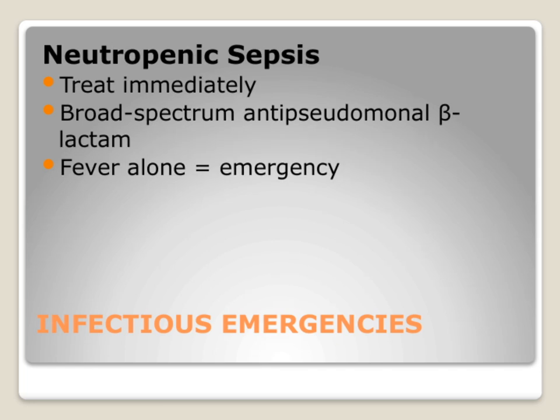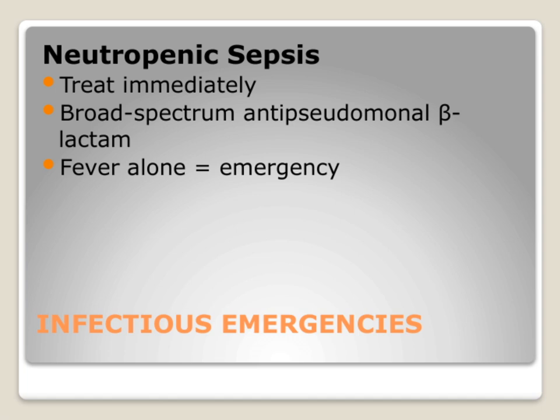Neutropenic sepsis is a critical emergency that requires immediate action. When you suspect it, the first step is to treat without delay. The cornerstone of initial management is administering a broad-spectrum anti-Pseudomonal beta-lactam antibiotic.